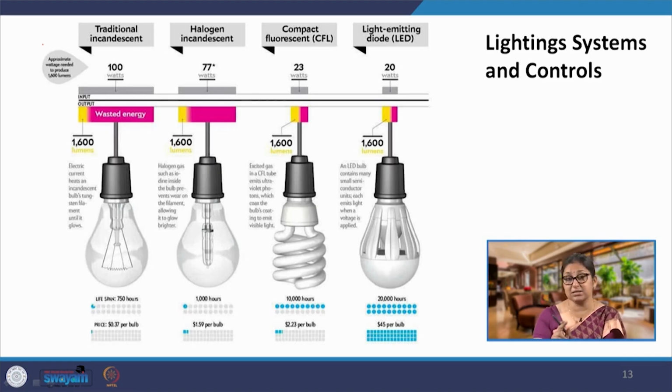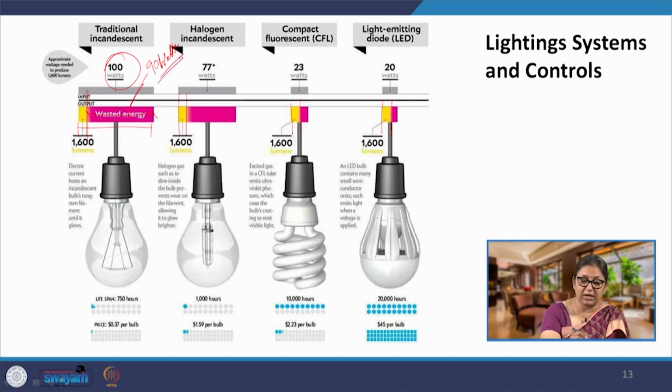And where is this saving coming from? This saving is actually coming from the amount of energy which was otherwise being converted to heat. So, if we look at the traditional incandescent bulbs, we would see that the output is the same. We are keeping the output the same in all the bulbs as 1600 lumens. Almost 90% of the energy that is supplied, of this 100 watts, is wasted, it is converted to heat.